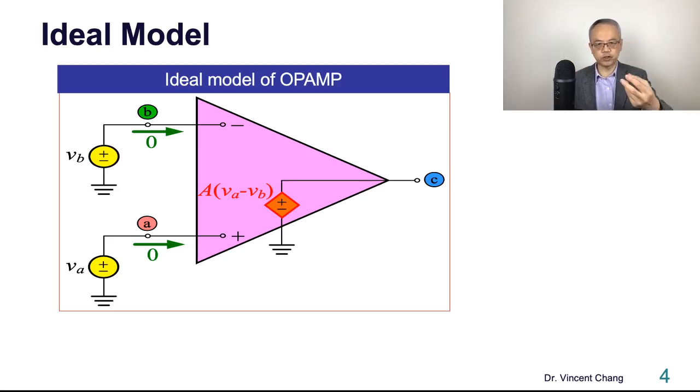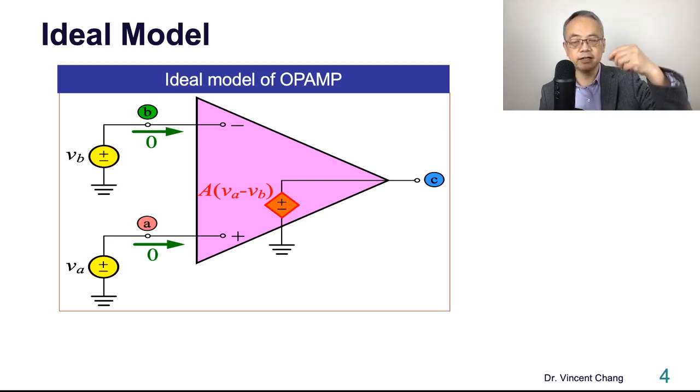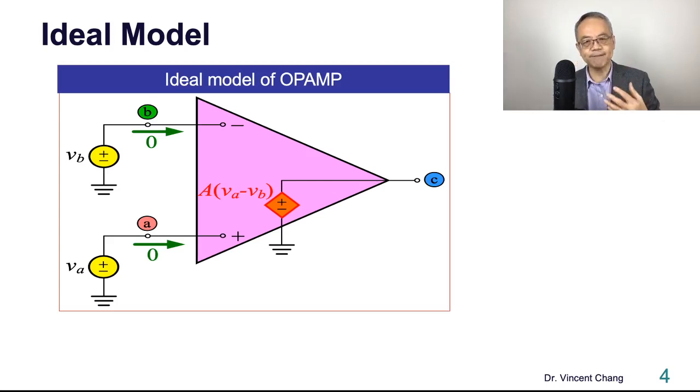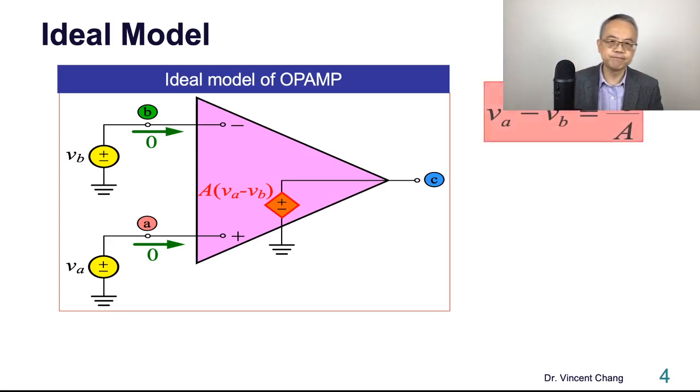What kind of control voltage? The control voltage is the differential input signal, the difference between the non-inverting input VA and the inverting input VB. The differential signal is amplified by an open loop gain A. A means the open loop gain of the op-amp, and in the ideal case, A is infinite.